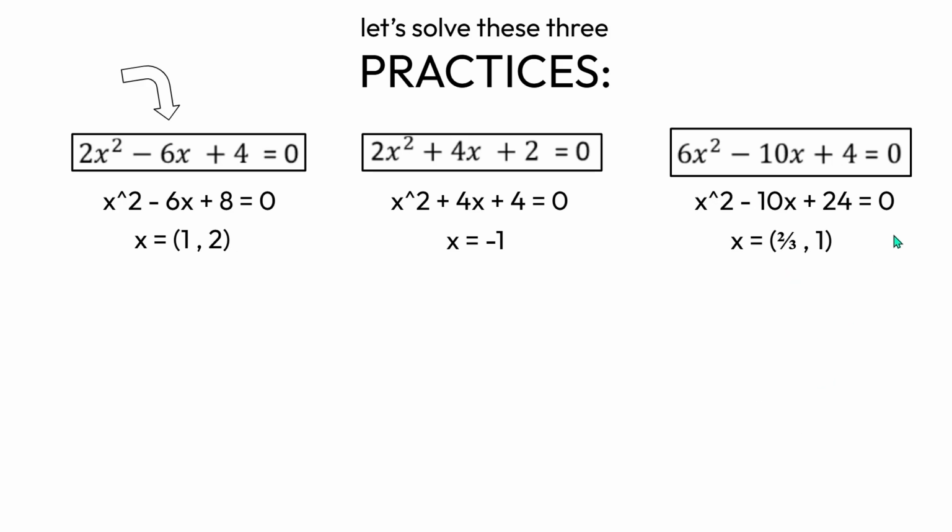Also, on top of this, note that I put the smaller solutions in front of the larger ones. So here you would write 2 over 3 first and then 1. And here you would write 1 first and then 2. And although it doesn't really matter, you should always do it as a habit.